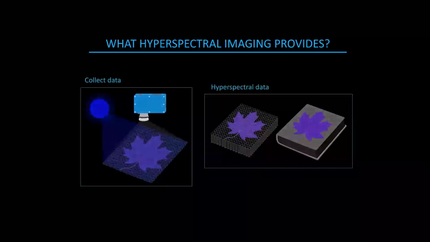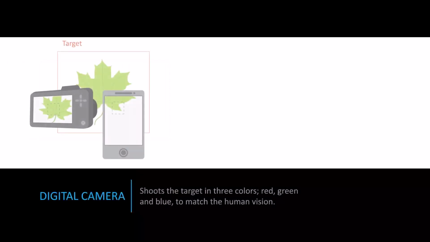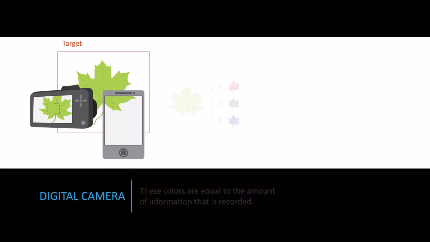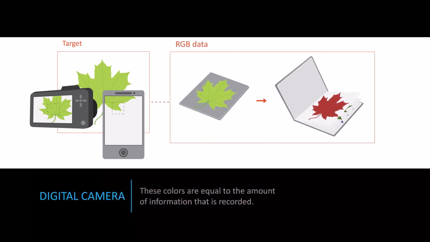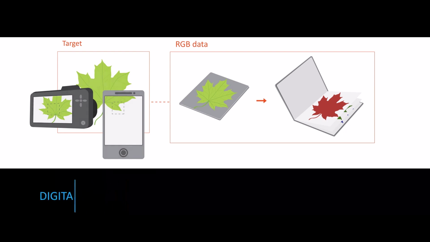Let's discover how this differs from the data and images from other types of cameras. Digital or smartphone cameras shoot the target in three colors: red, green and blue, to match human vision. These colors, which are in fact broad wavelength channels, are equal to the amount of information that is recorded and the book is going to have. The result is a small book or leaflet with just 3 pages. The color image that we can see with our eye is the combination of the pages that we see on the cover page of the book.